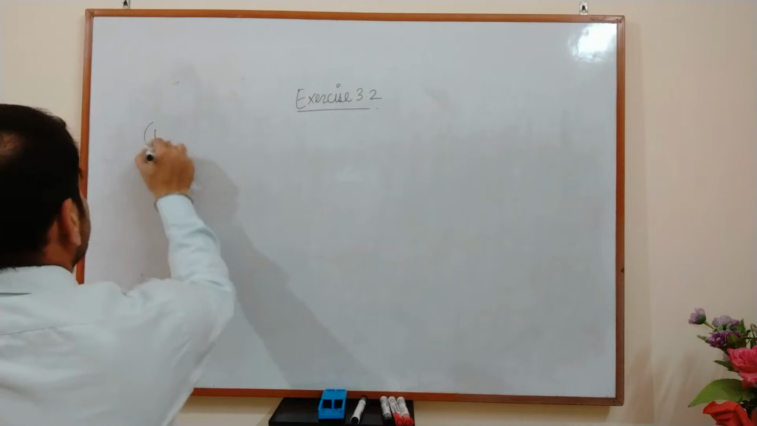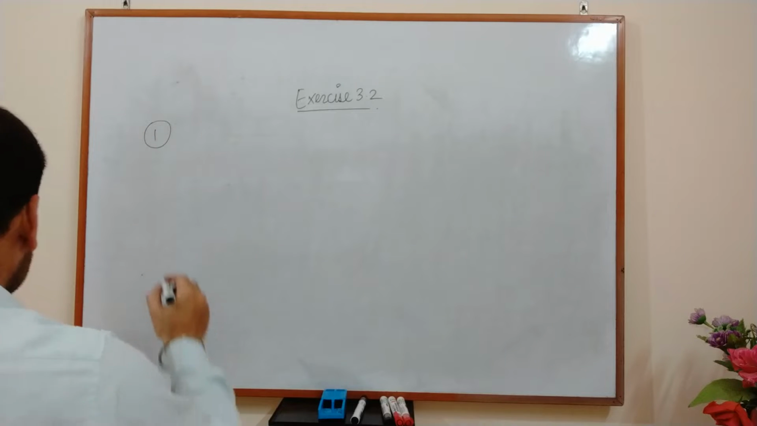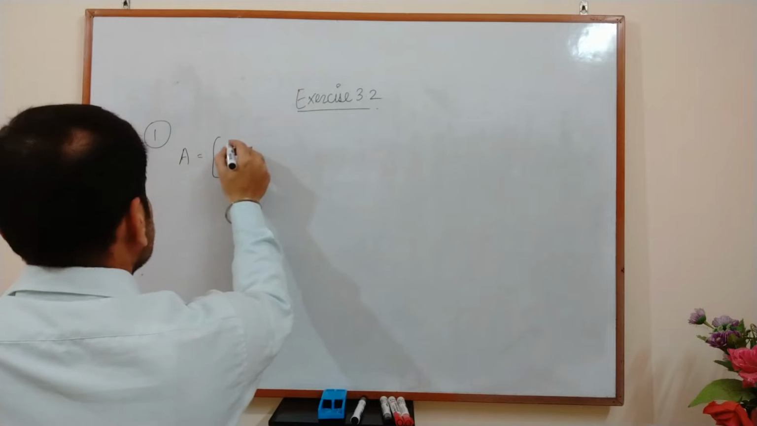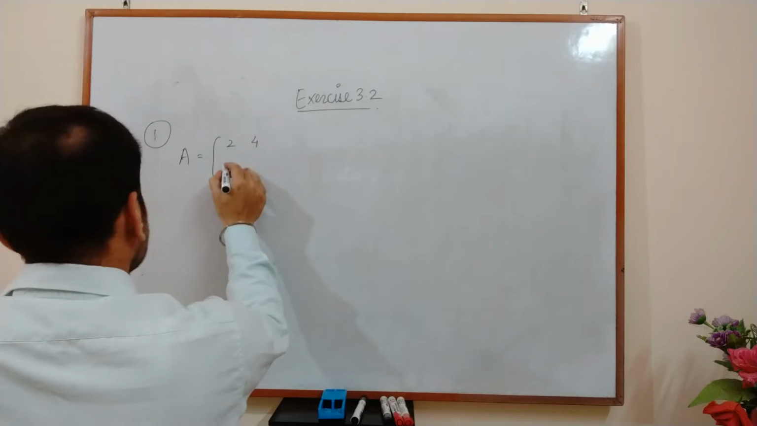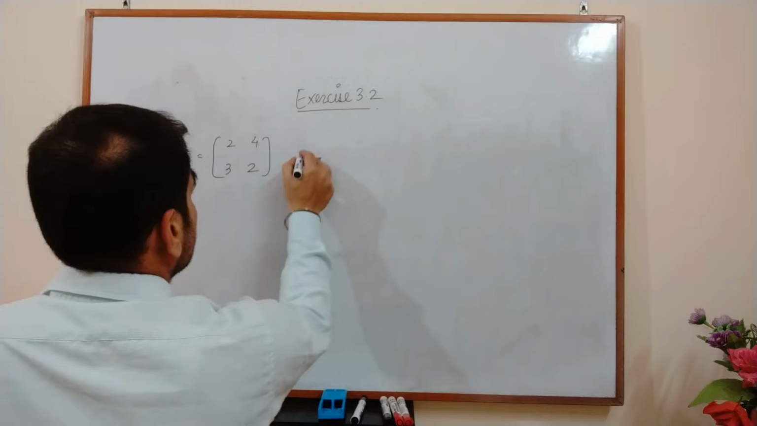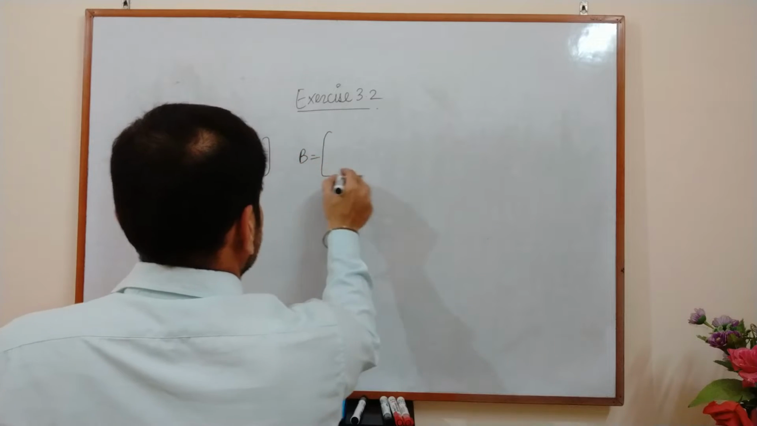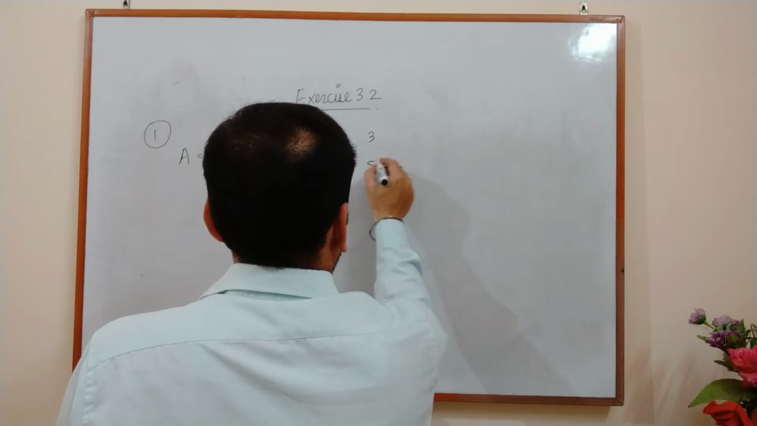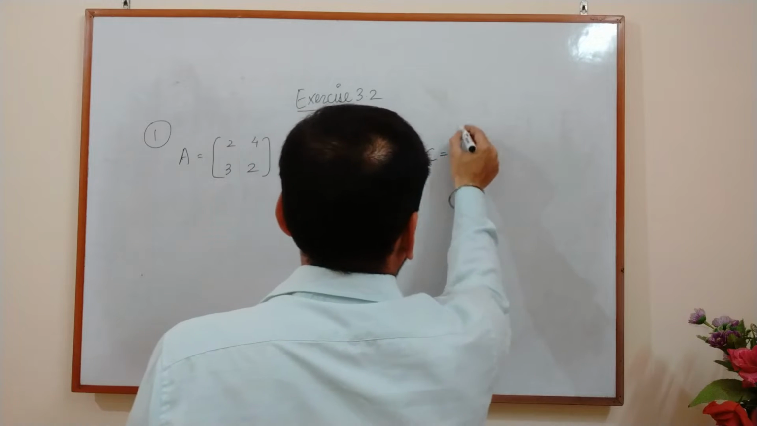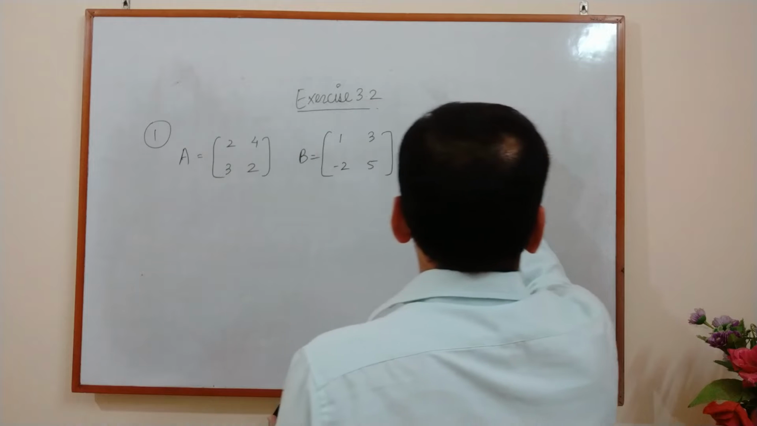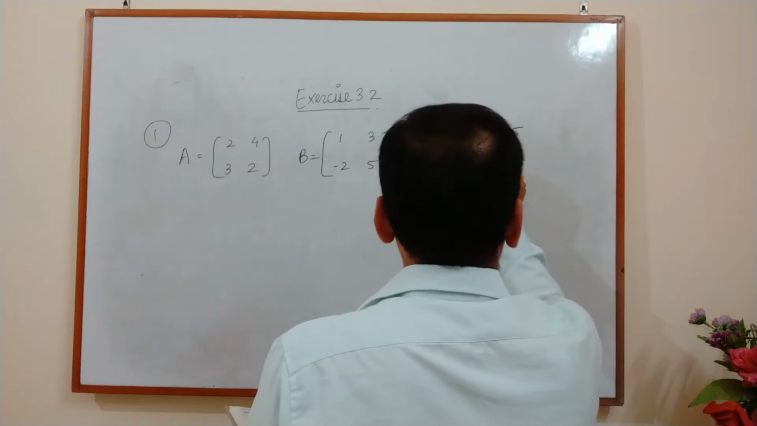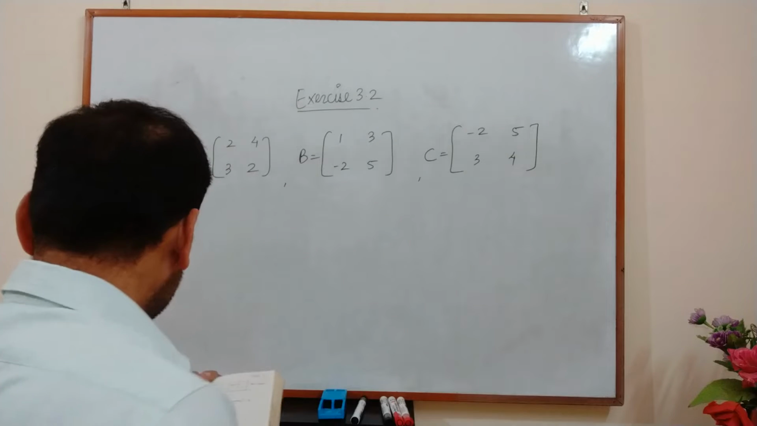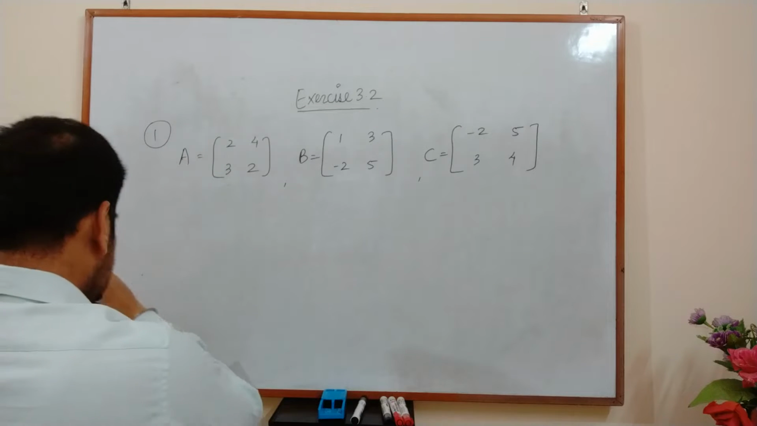So the first question is: here we have three matrices A, B and C. Matrix A is 2, 4, 3 and 2. Matrix B is 1, 3, minus 2 and 5. Matrix C is minus 2, 5, 3 and 4. From these, we have to find each of the following.